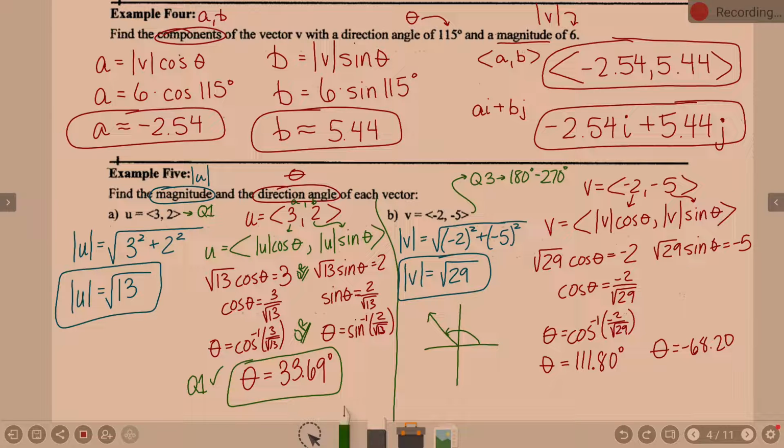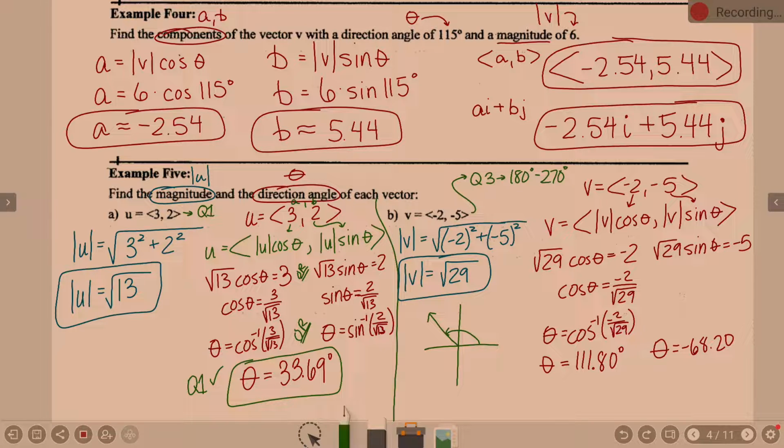However, here's the reason why it's doing that. If you remember our inverses, cosine inverse will give me an answer in quadrant 1 or 2. Does that sound familiar? Because sine inverse will only give me an answer in quadrants 1 or 4. Cosine inverse will only give me answers in 1 and 2, between 0 and 180, right? So we have to adjust it to make it work. Now, this is 111.8 degrees going in the positive direction.